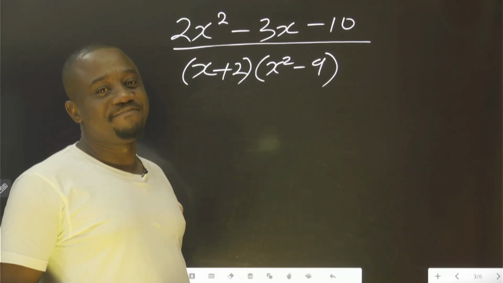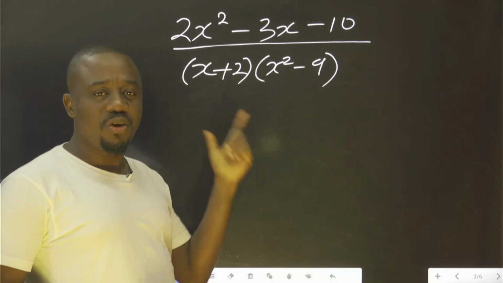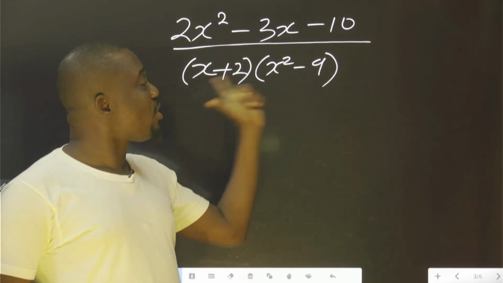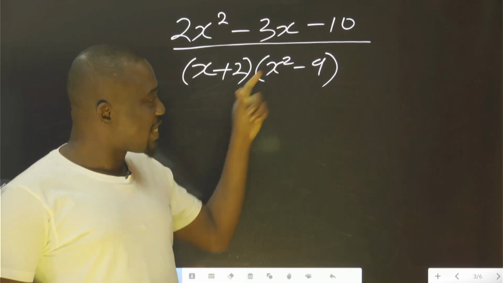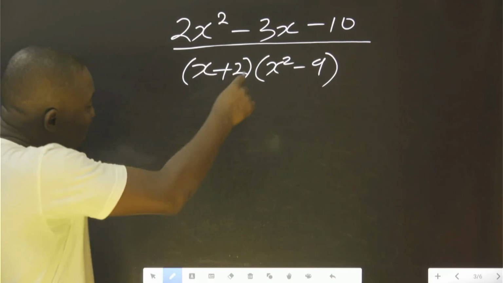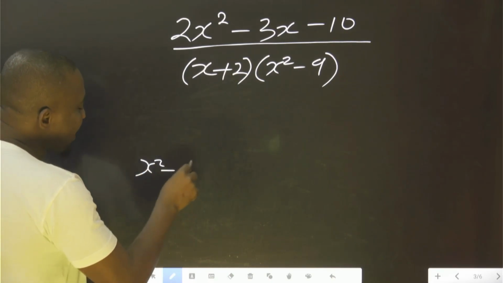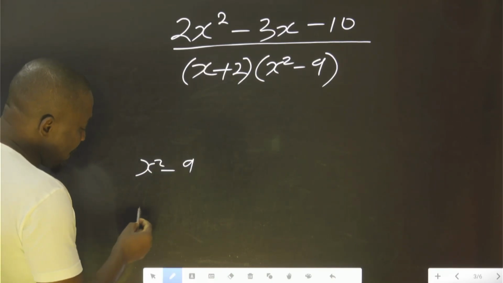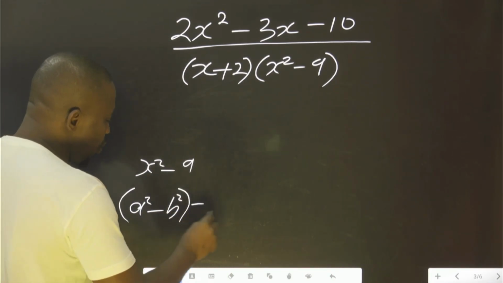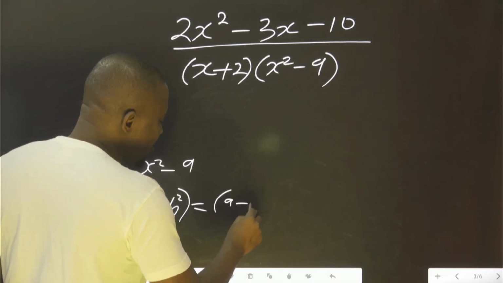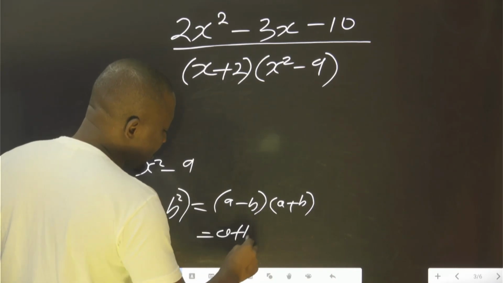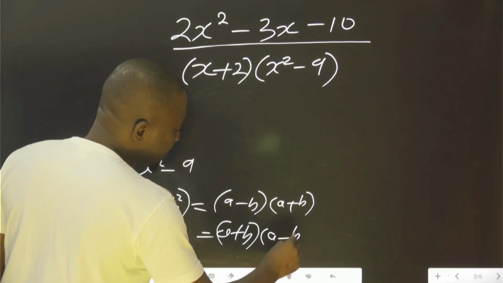Let's look at this. We need to find the partial fractions of this. How? As you can see, the denominator factors are not all linear. Look at this one. We need to first of all make it linear. How do you make this linear? When you have anything like a squared minus b squared, it equals a minus b, a plus b, or you rewrite it as a plus b, a minus b.